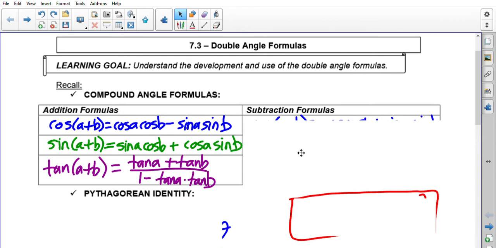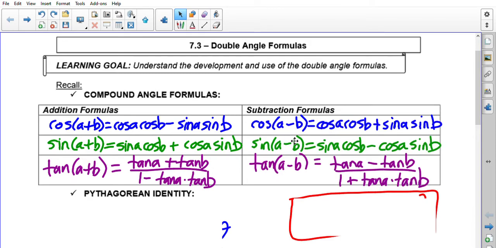So cos A cos B minus sine A sine B. The next one is sine A cos B plus cos A sine B. And then tan A plus tan B divided by 1 minus tan A times tan B. Our subtraction formulas follow those same patterns, but obviously the sign is switched. So for cos A minus B, between these two terms we've got the plus. Sine A minus B, the sign is maintained here, so a minus, and then the minus here, and the plus down here.